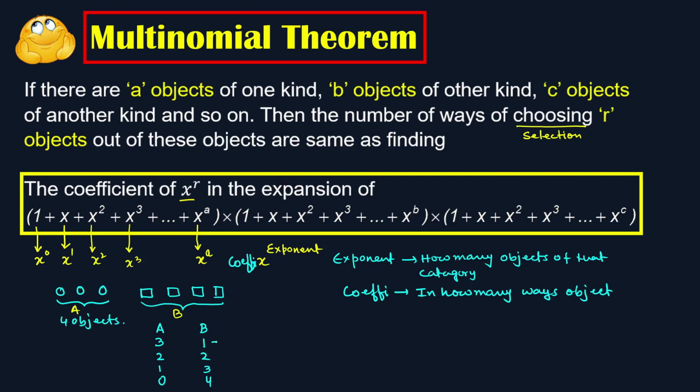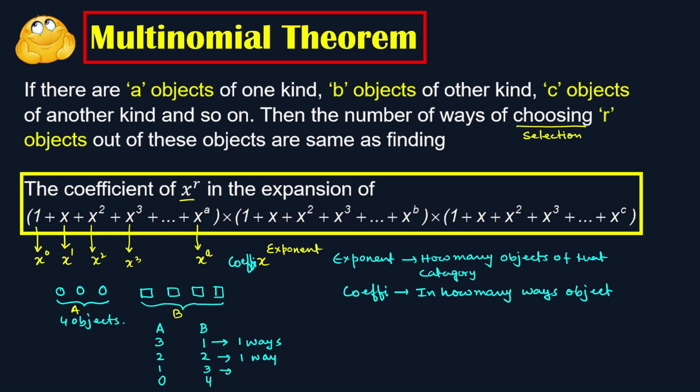Now, in how many different ways can you choose 3 objects? These are all alike objects. So in how many different ways can you choose 3 objects from group A and 1 object from group B? It is only one way. Again, I am telling you, the objects of each group are alike. All the objects of group A are alike. All the objects of group B are alike. So there is only one way of choosing 3 objects from group A and 1 object from group B. Again, in a similar way, 2 objects from group A and 2 objects from group B can be selected in one way.